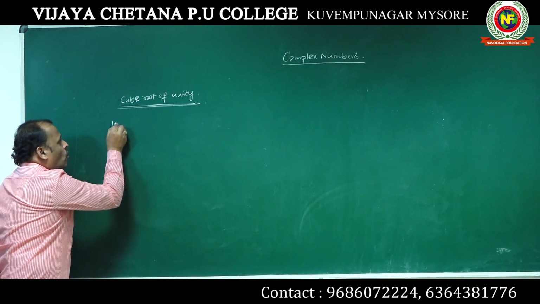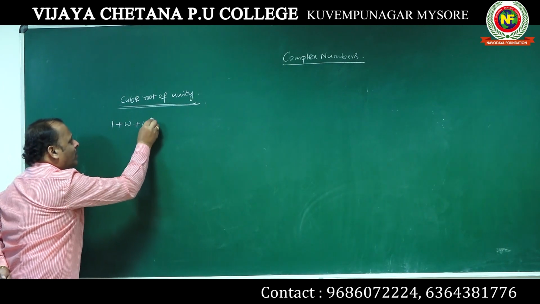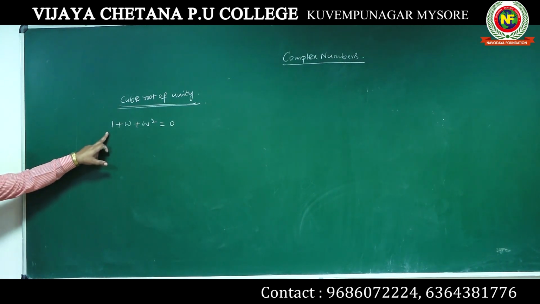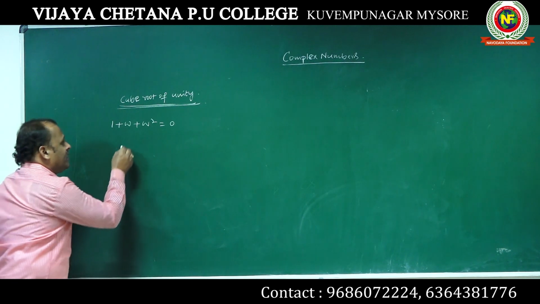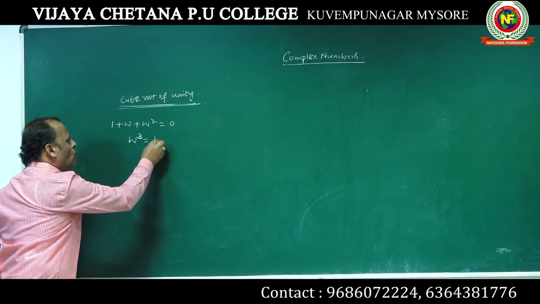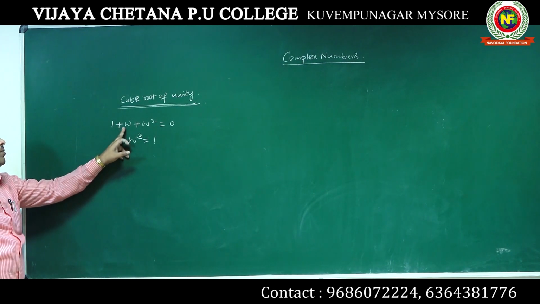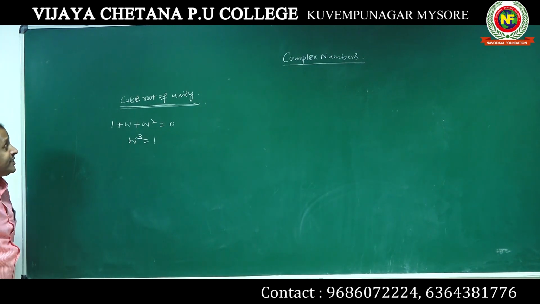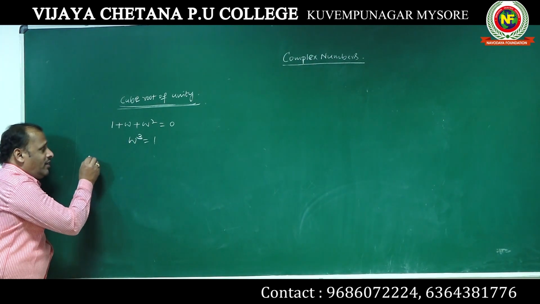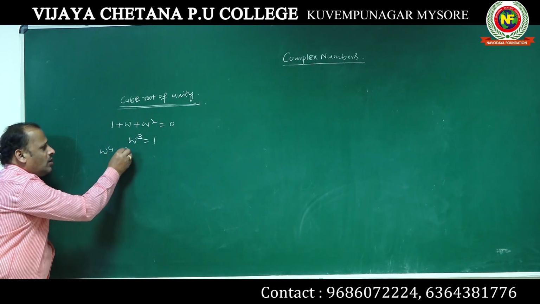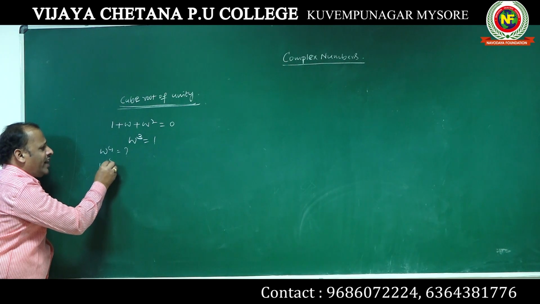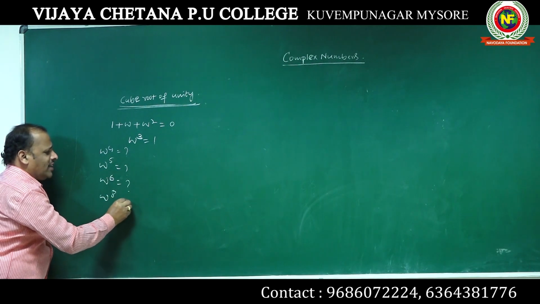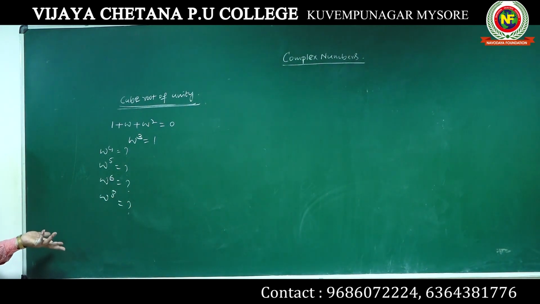This is the relation for the cube root of unity: 1 plus w plus w square is equal to 0, and w cube is equal to 1. Somewhere in a question we want to find w to the power 4 equals question mark, w to the power 5, w to the power 6, w to the power 8, w to the power 100, like this.